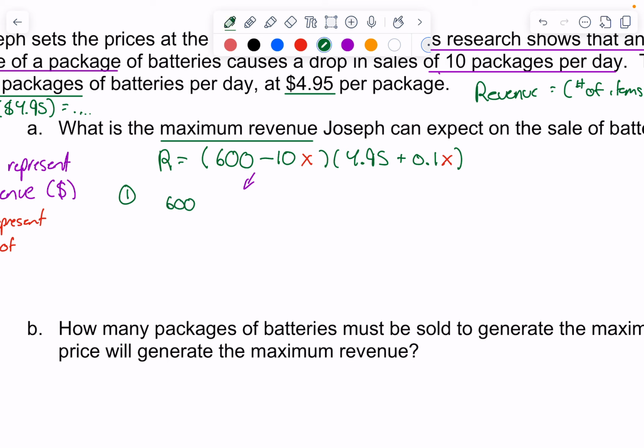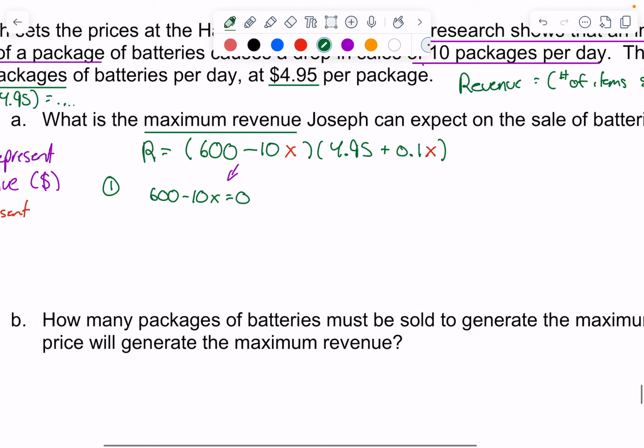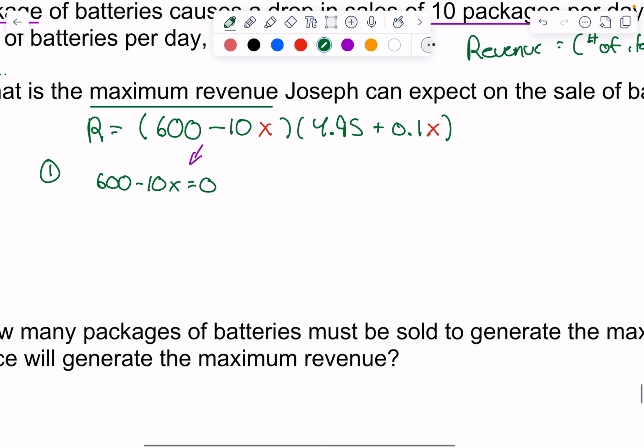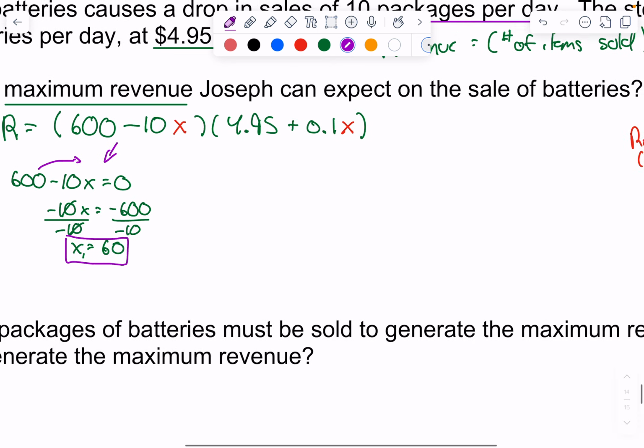The hardest part of this problem was just creating these equations. Once you have the equation, the process is the same, and you will see that over time. It's a pattern. It's like an algorithm you use. So take this 600, bring it over to the other side. Minus 10x equals minus 600. Divide this by minus 10. Divide this by minus 10. These cancel. You get x is equal to 60. That is x1. That is your first x-intercept.